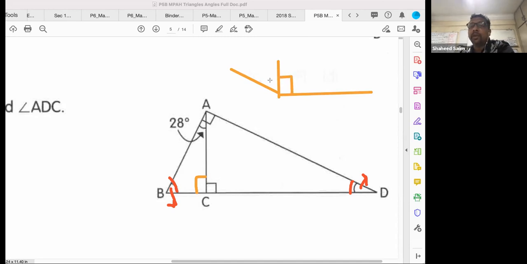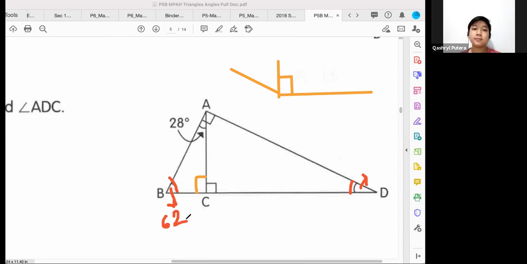This one we don't know whether it's 90 or not. But if it's a straight line, this is confirmed 90. 180 minus 90 minus 28, you get this answer, which is, you all know, right? What's the answer? I'm afraid only a few of you understand. And 62, yes.